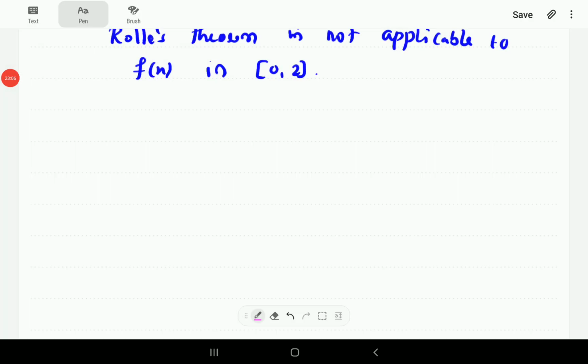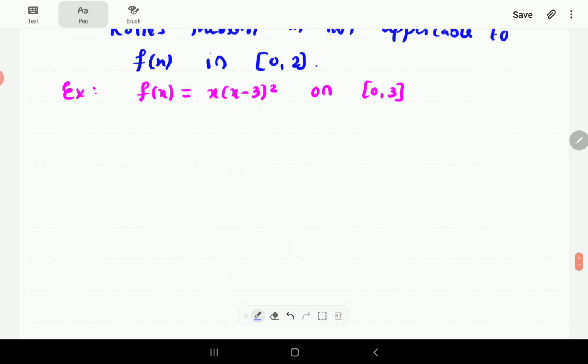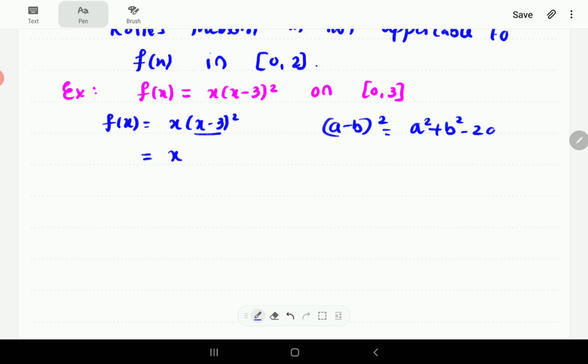Okay, let me take another example now. Let us have the function f of x equal to x into x minus 3 the whole square, on the closed interval 0 comma 3. Let's see. So here the given function is f of x equal to x into x minus 3 the whole square. Let us write it now in the proper format. This is nothing but x into, it is in the form of a minus b the whole square. We know a minus b the whole square is a square plus b square minus 2ab.